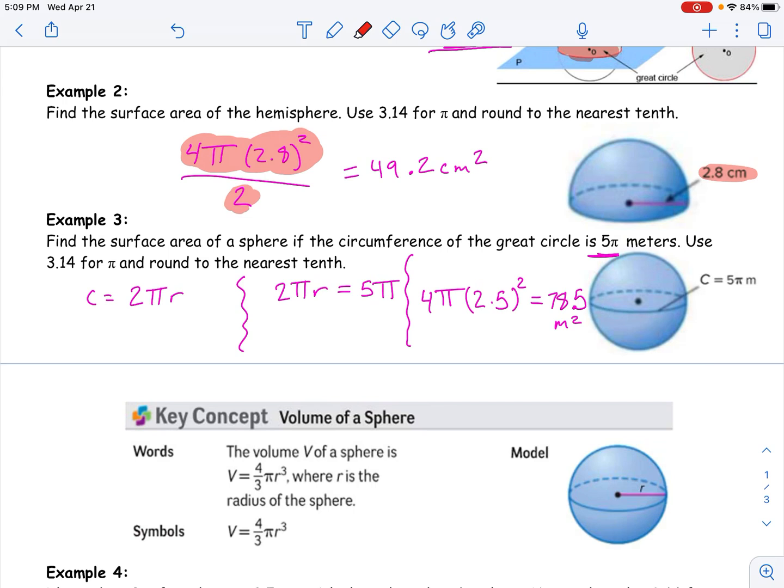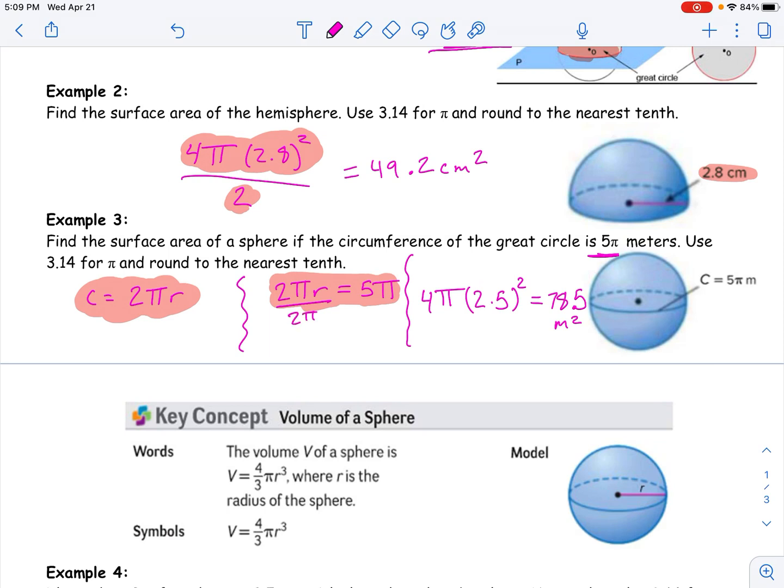Okay, if it's 5 pi meters, then what I did was, first of all, I wrote down my circumference formula. If you forgot what that is, it's right here: 2 times pi times radius. And I set it equal to that 5 pi, because 5 pi was the circumference, it said. What I'm going to have to do here is solve for radius.